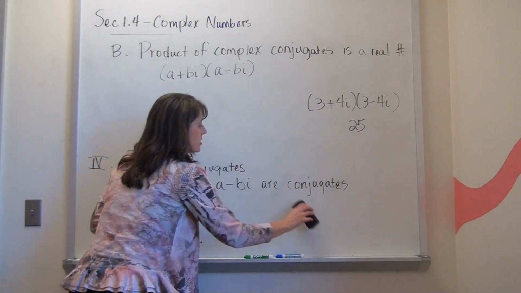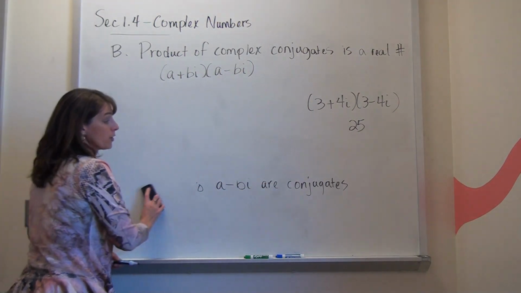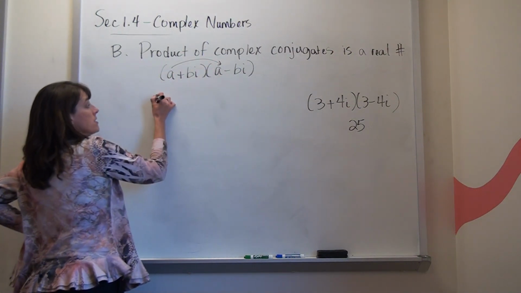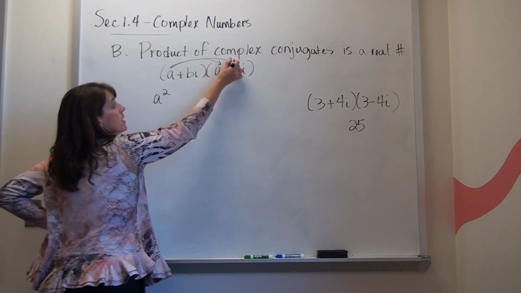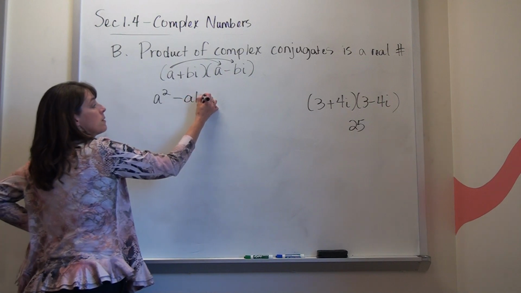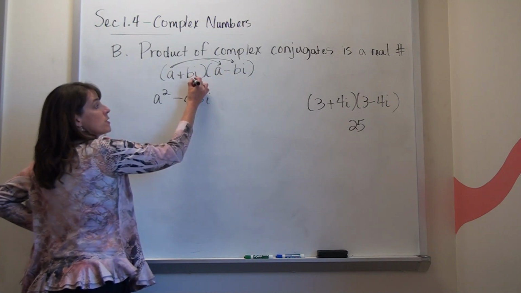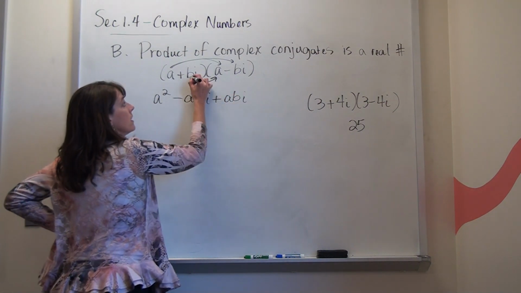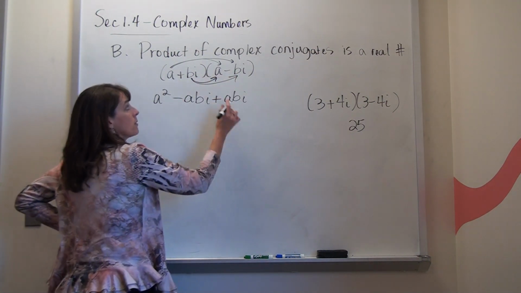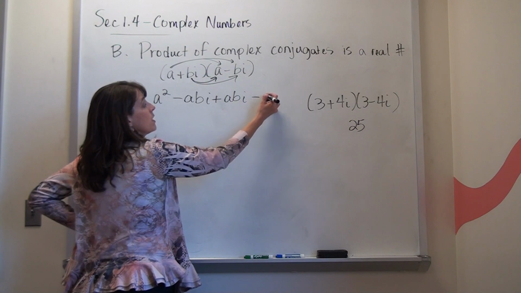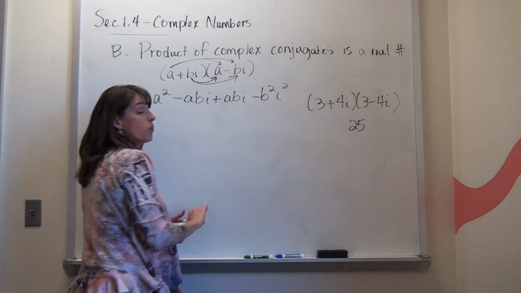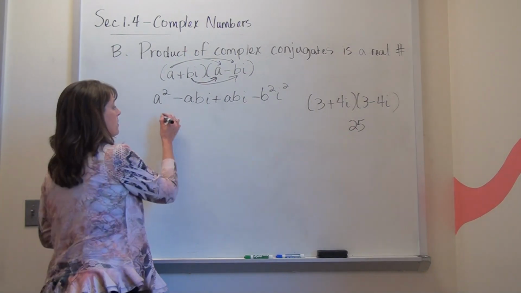If I have two conjugates that I'm multiplying together, like we said before, we're going to FOIL this. When I FOIL it, a times a will be a squared. A times negative bi will be a negative abi. Pick this one up, send it through. That will be a positive abi. And a bi times a negative bi: positive times negative is negative, b times b is b squared, and i times i is i squared. And whoop, there's that i squared. That's a negative 1.